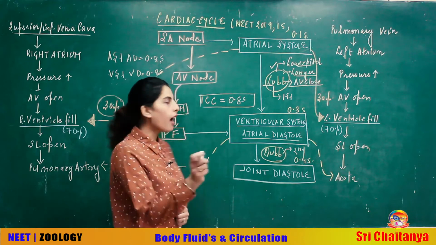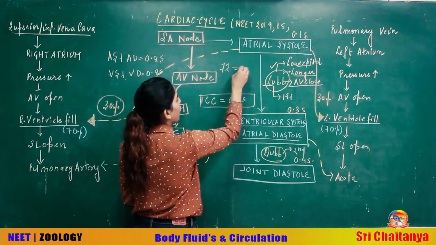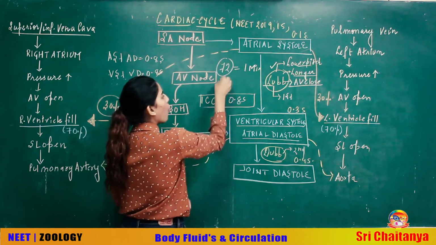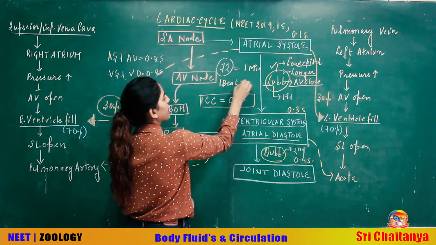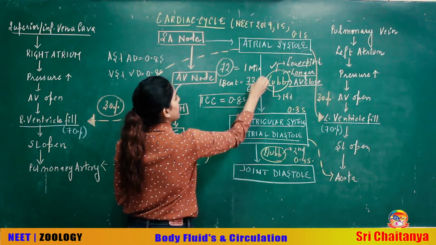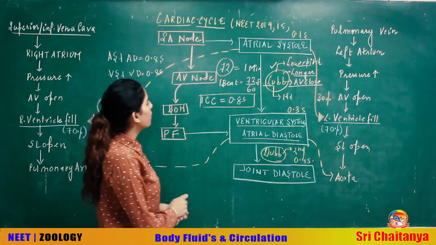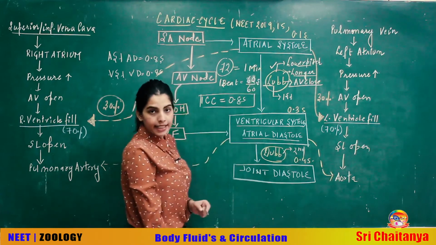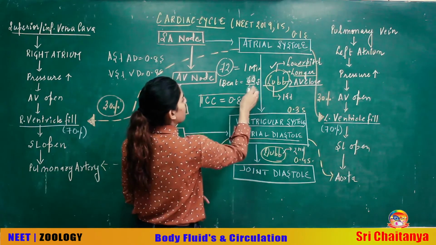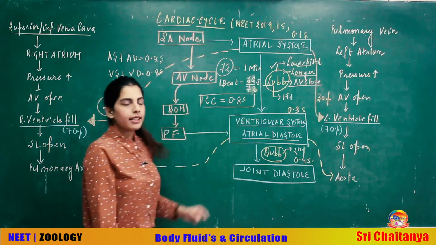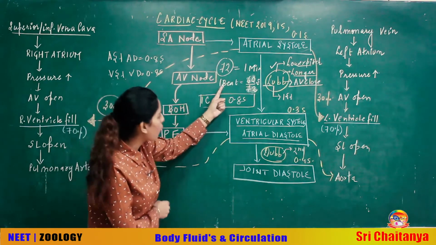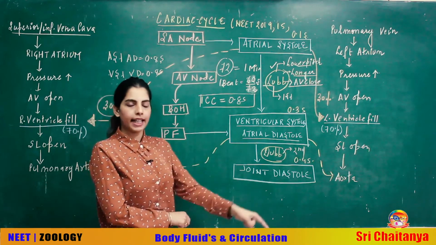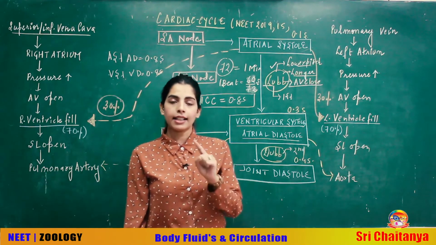And you know that heart beats 72 times in 1 minute. So if you calculate the time duration for one beat, that will be 60 by 72 seconds. 1 minute equals 60 seconds, and then you have 72 beats. So 72 beats in 1 minute, that means 1 beat in 60 by 72, that comes around 0.8 seconds, the duration of one cardiac cycle.